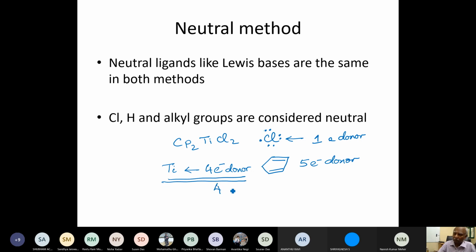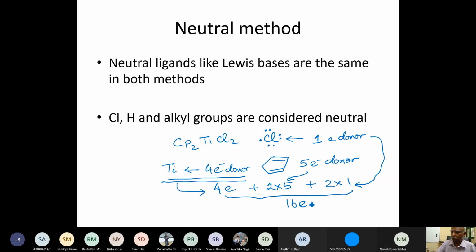So 4 electrons plus 2 into 5 from Cp plus 2 into 1. So that's how we get our 16 electrons. This is 10 plus 2, 12 plus 4, 16 electrons. So the result of the neutral method and the ionic method is exactly the same. The same result is obtained whether you use the neutral method or the ionic method.